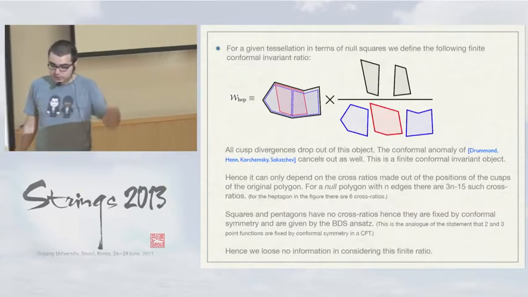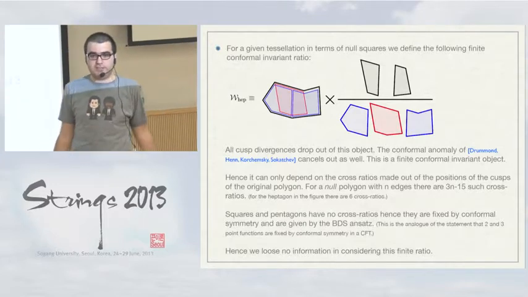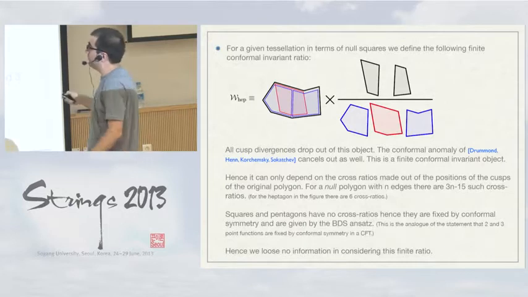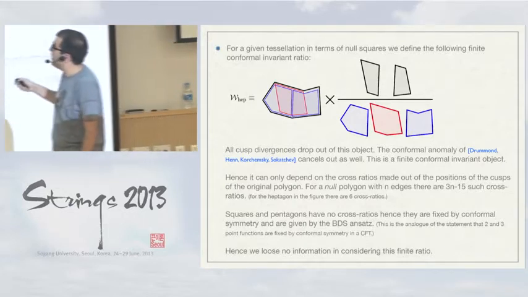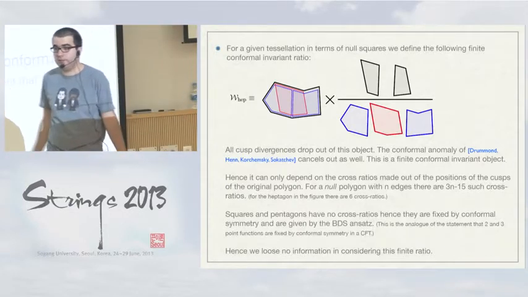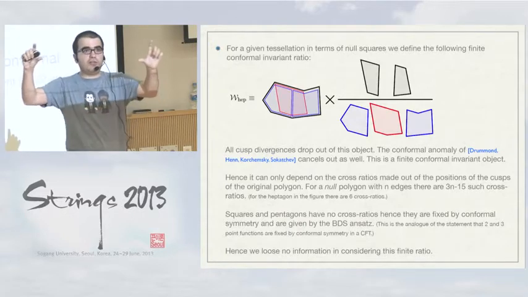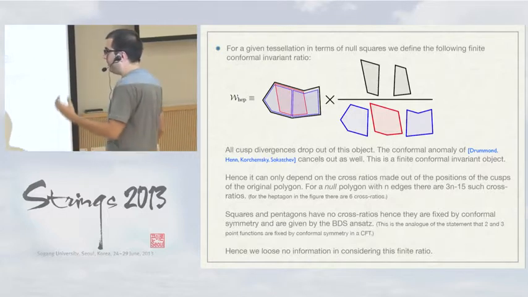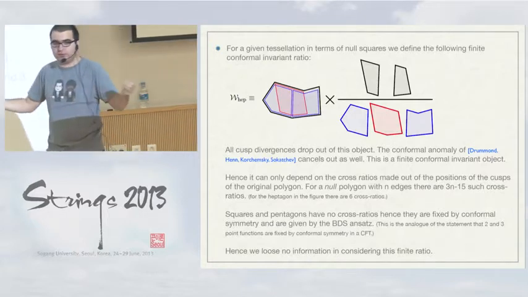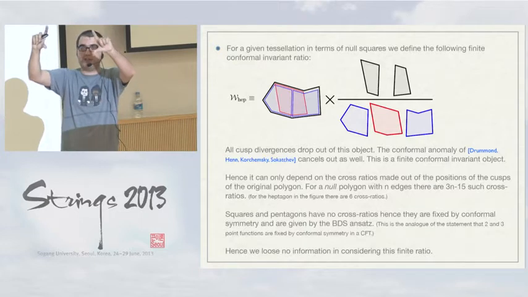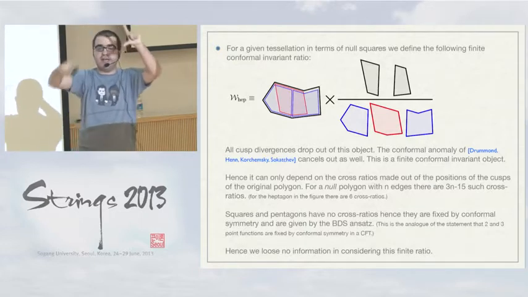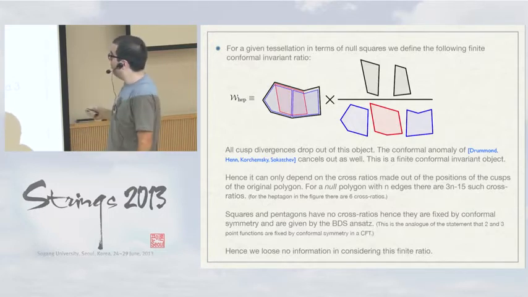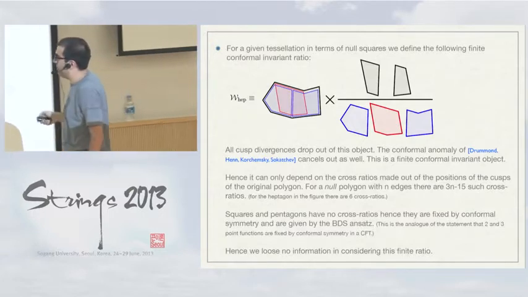Now, if it's finite and conformal invariant, it's invariant under conformal transformations. It means that it can only depend on data that is invariant under conformal transformation. What's that data? It's the cross ratios made out of the positions of the cusps of this polygon. Now, it's easy to see that for polygons with 4 and 5 edges, there are no cross ratios you can construct. So if you have 4 edges, for example, a null square, only the diagonals have non-zero distance. You don't have enough to make a cross ratio. So only starting at 6 and 7 points, you start having cross ratios.